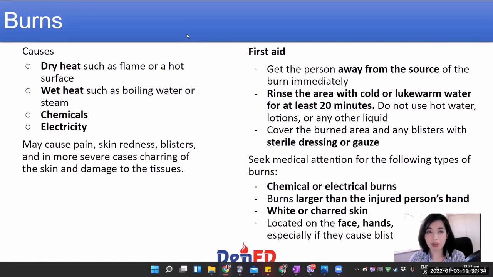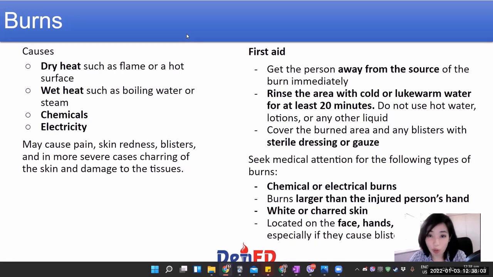Let's talk about burns. Burns can be caused by dry heat, such as flame or hot surfaces, wet heat, such as boiling water or steam, chemicals, and electricity, all of which can cause pain, redness, blisters, and in more severe cases, charring of the skin and damage to the tissues. First aid would include immediately getting the person away from the source of the burn and rinsing the area with cold or lukewarm water for at least 20 minutes.